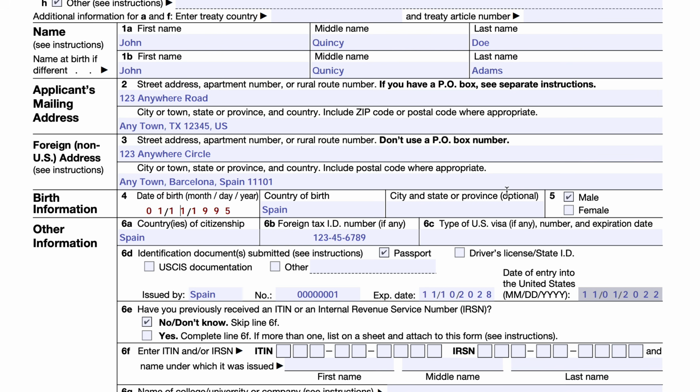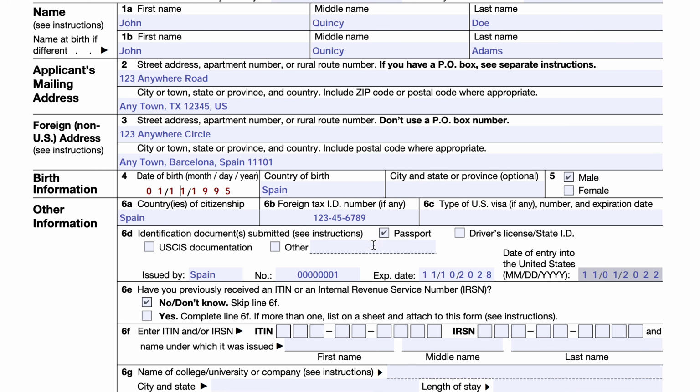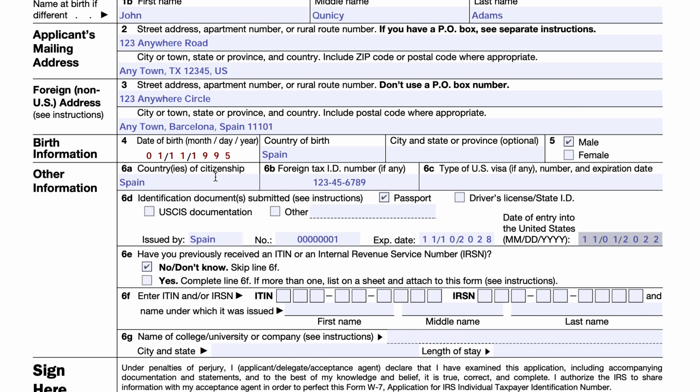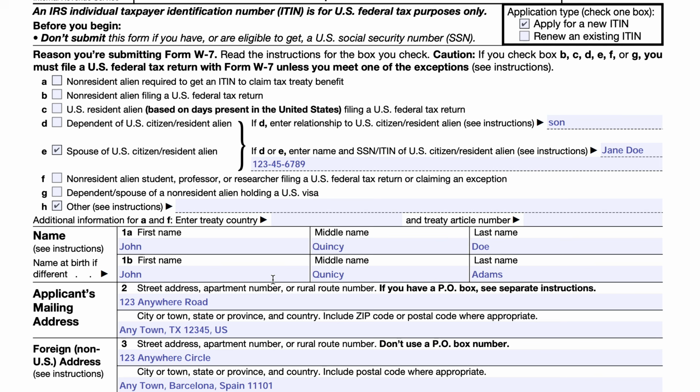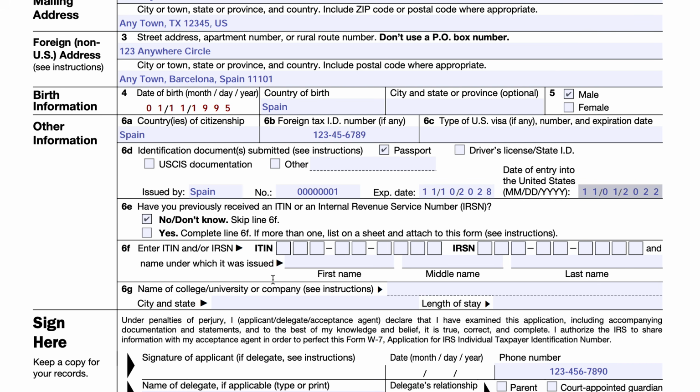So the country of birth, check male or female, city and state or province, which are optional. Other information. So the form instructions in the article do specify that based upon certain criteria here, if you check one box, then you need to complete certain fields. So I went ahead and just entered all the ones that applied to John Doe's situation, but I'll go through all of them in depth.